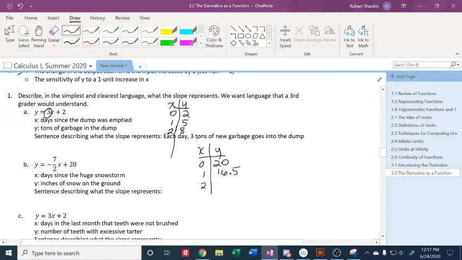Day 2, another 3.5 inches melts. That would be down to 13. You could also just substitute 2 in there. Negative 3.5 times 2 is negative 7. Negative 7 plus 20 is 13. So in day 2, 13 inches of snow.